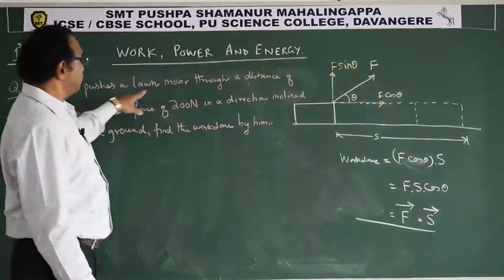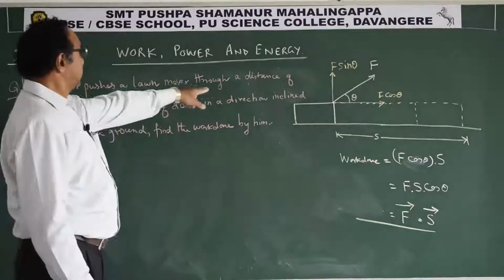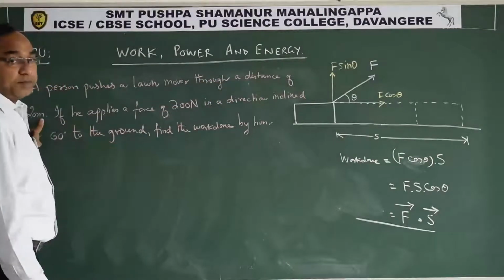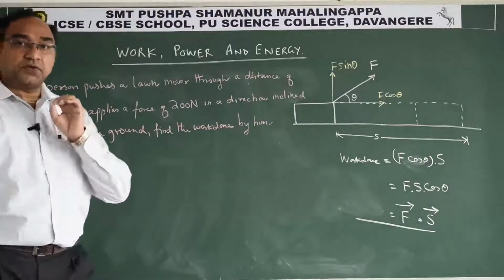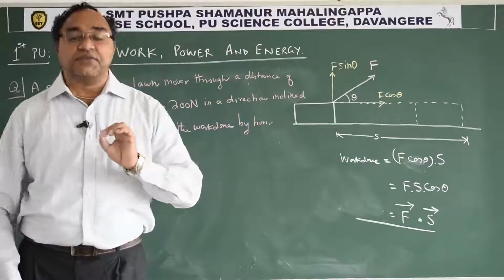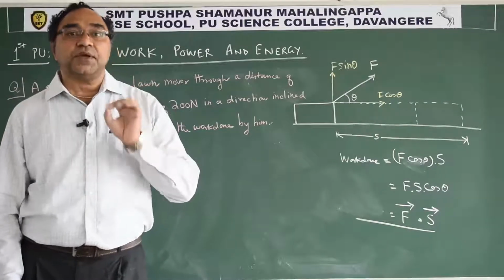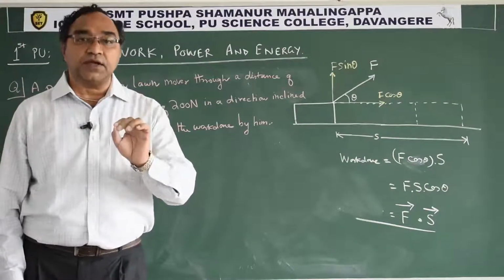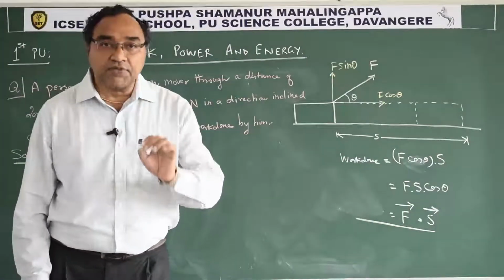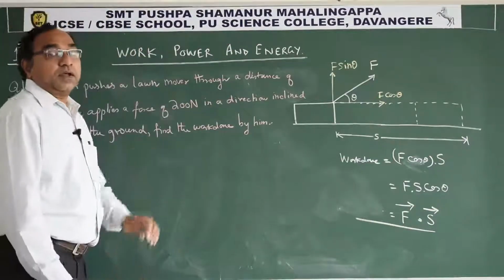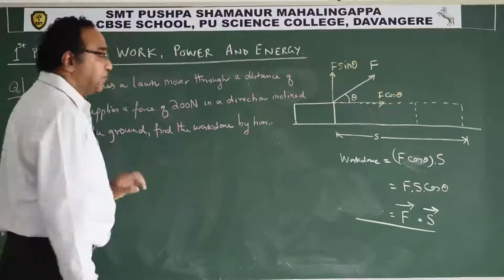A person pushes a lawn mower through a distance of 20 meters. Students, to solve numericals in physics, the first step which is mandatory is you have to record the data which is given in the question. Write it in the format that you can understand.